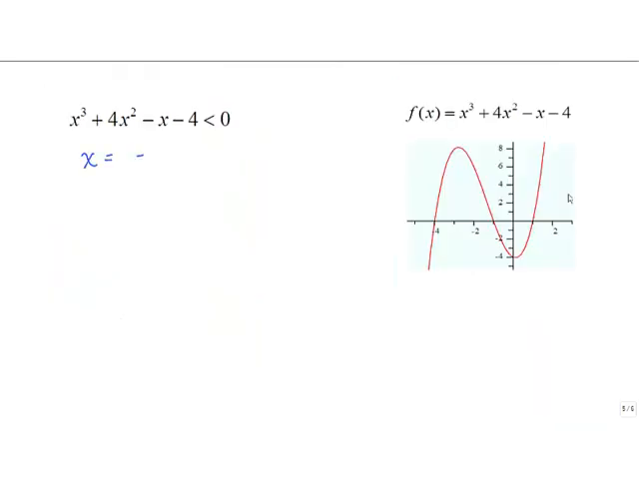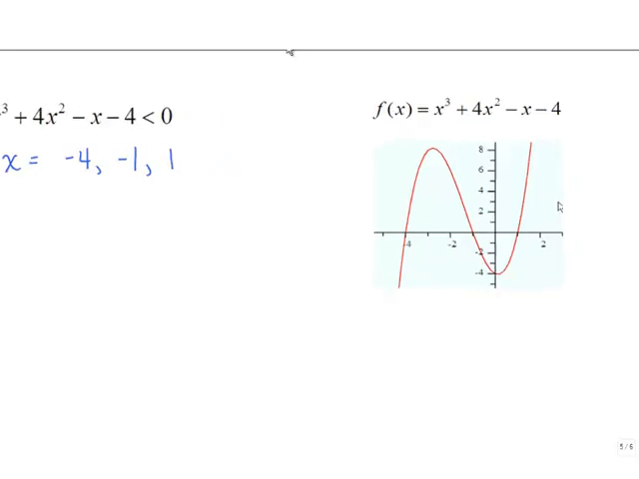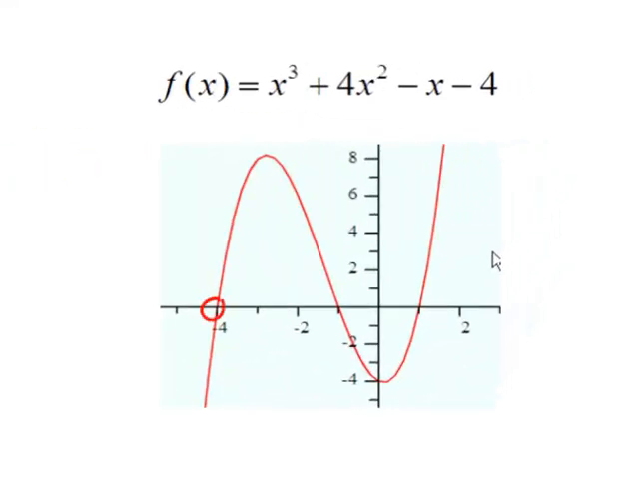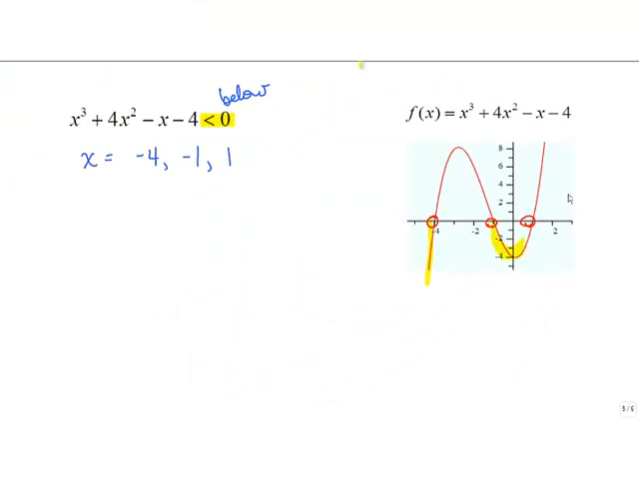Again, look at the graph of the corresponding function. We still have the same zeros. Remember, the zeros are the x-intercepts. Since the inequality asks us to find values less than 0, we need the part of the graph below the x-axis. This gives us the same answer that we had before.